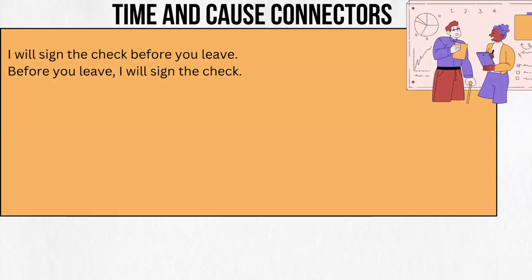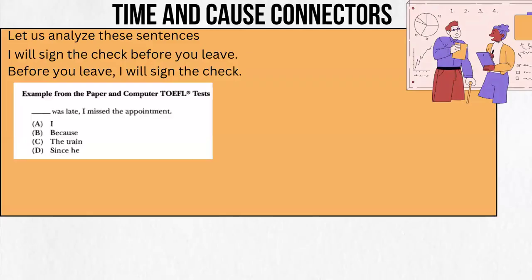Okay, let's talk about time and cost connectors. Let's analyze these sentences. I will sign the check before you leave, and before you leave, I will sign the check. You might come across this type of question too. We've already learned to identify subject and verb, the use of commas, and the use of connectors. So you might come across this type of question in the TOEFL test, like this one.